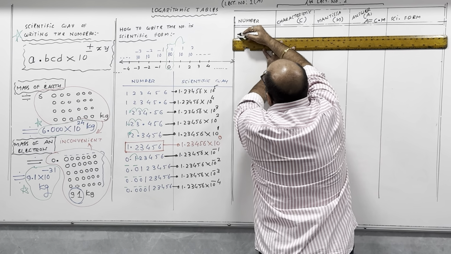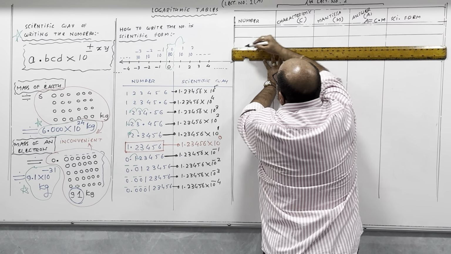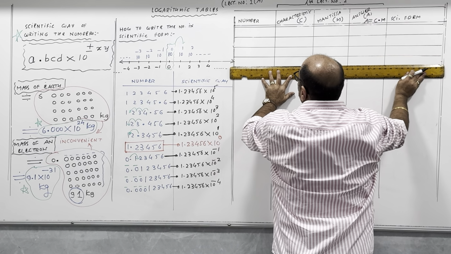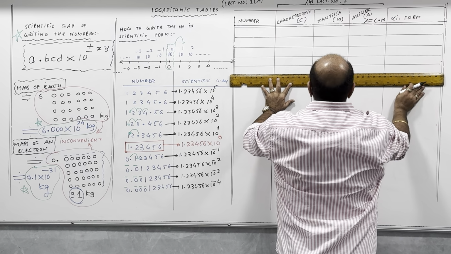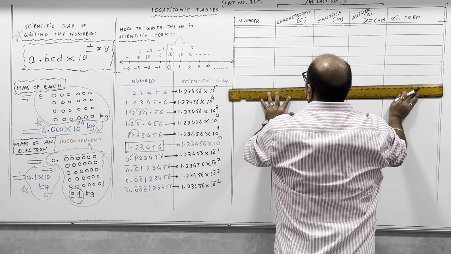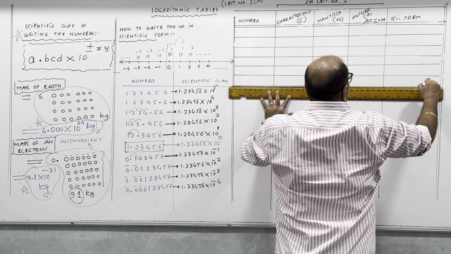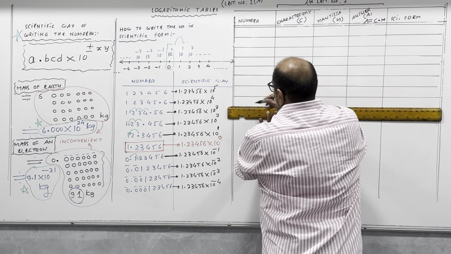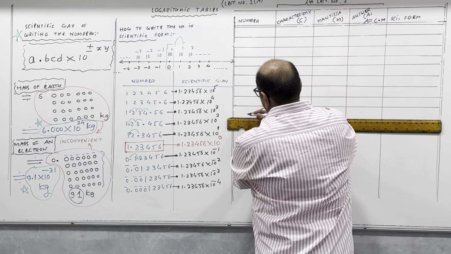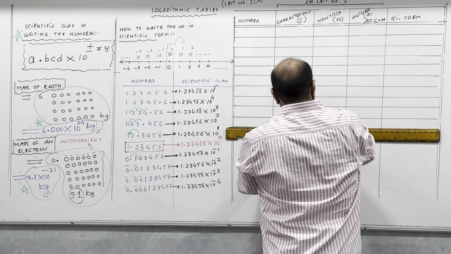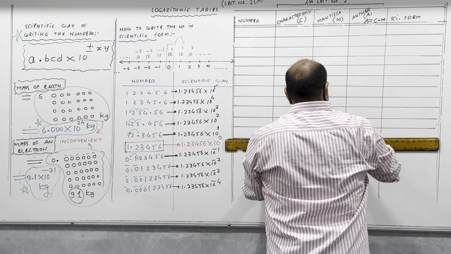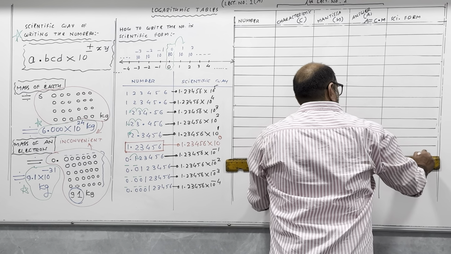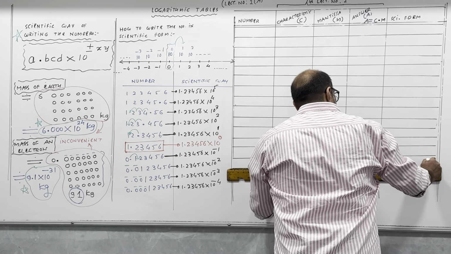So let me create these 15 rows for you. 1, 2. In the chart which is being given to you, till I am busy doing this, please draw these lines. Then I will teach you how to write the numbers in scientific forms. Okay, give me a moment please. 1, 2, 3, 4, 5, 6, 7. So I'm done, students.